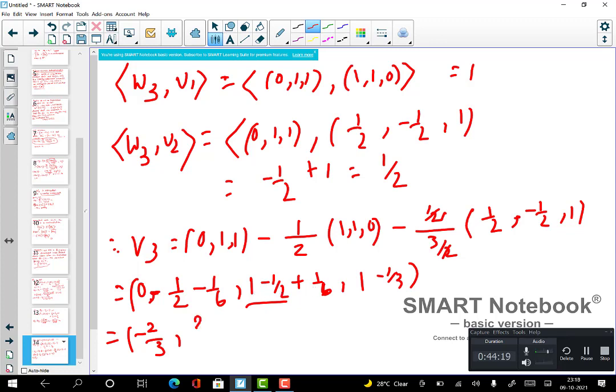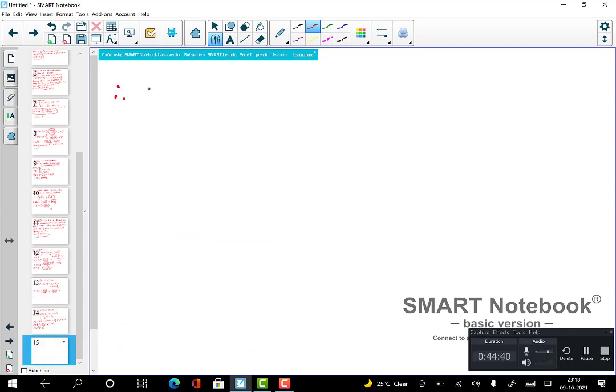Again 2 by 3, because half means 3 by 6 and 1 4 by 6, so it's 2 by 3, and then we'll have 2 by 3, 1, minus 1, so a nice vector. Okay, so we'll have a vector like this. So finally, this is my v3. So finally, what will we have? We'll have this final one, maybe b dash.